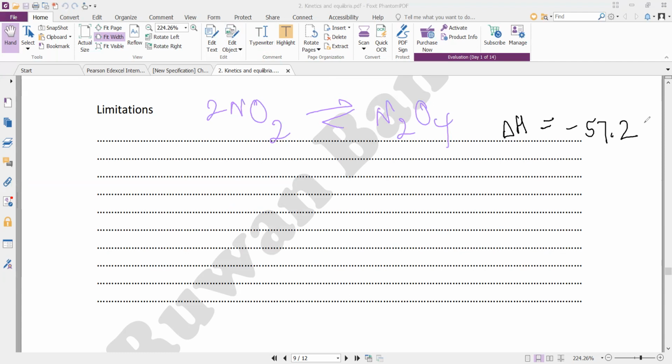Now in this reaction, what happens if you increase the pressure? Which side? On the left side 2 gas molecules, right hand side 1 gas molecule, N2O4. Now what happens if you increase the temperature? Backward is fast. Now which effect is greater?